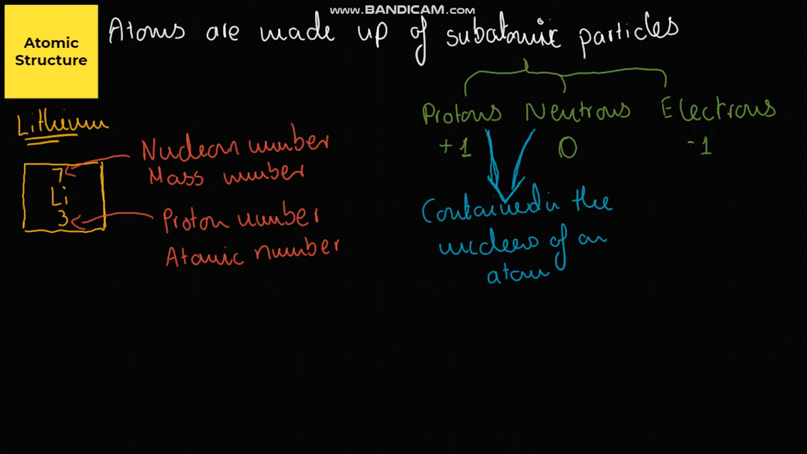Anyway, now let's try finding out how many protons, neutrons, and electrons there are in lithium. As we know, this is the proton number, and from its name, it represents the number of protons. So therefore, the number of protons is 3.